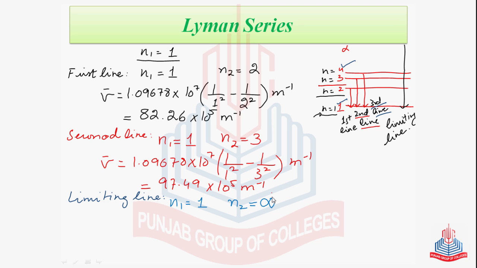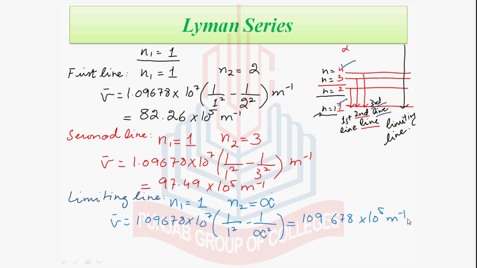Performing the calculations, that is, the wave number will be equal to 1.09678 into 10 raised to the power 7, 1 over n1 square minus 1 over the square of infinity, and that will be equal to 109.678 into 10 raised to the power 5 meter inverse. Yaad rahe that the values of all these wave numbers lie in the ultraviolet region of the spectrum.